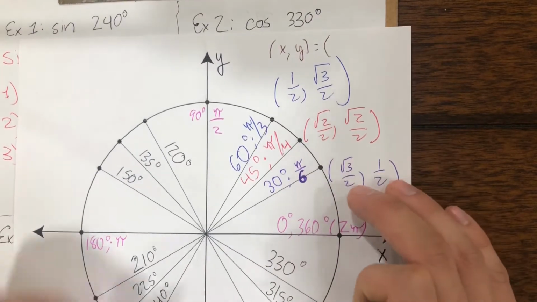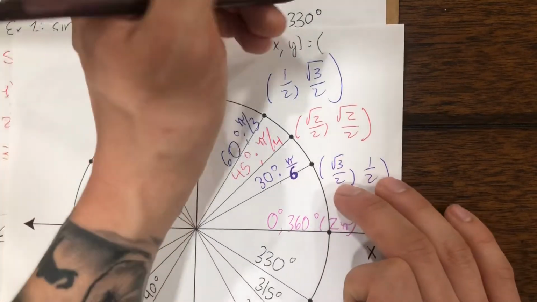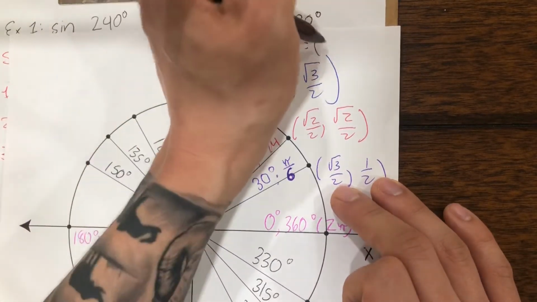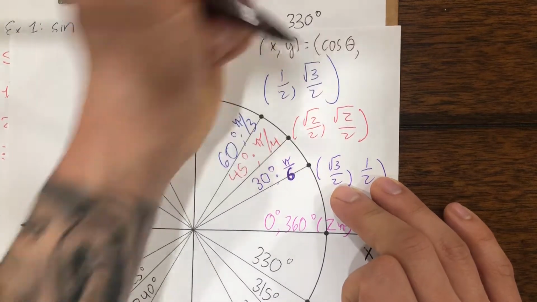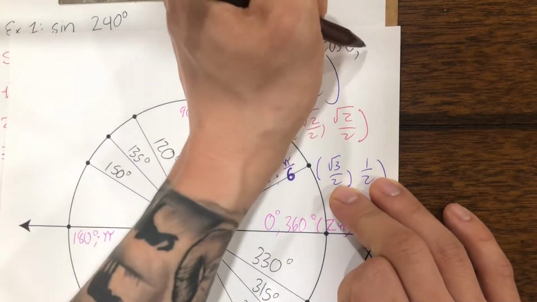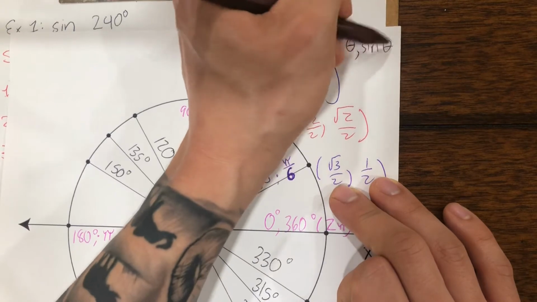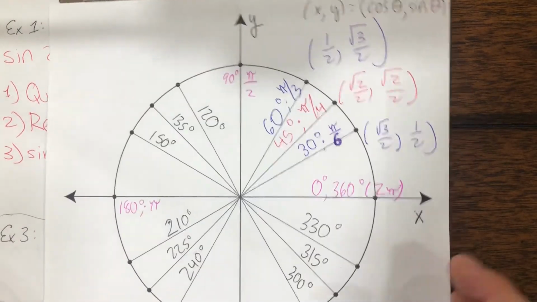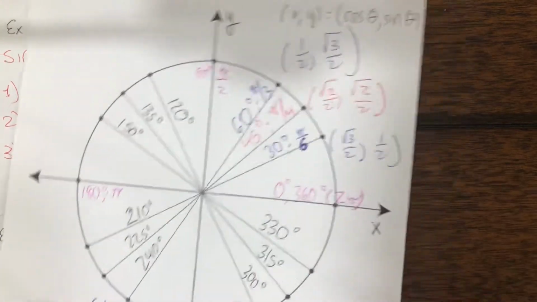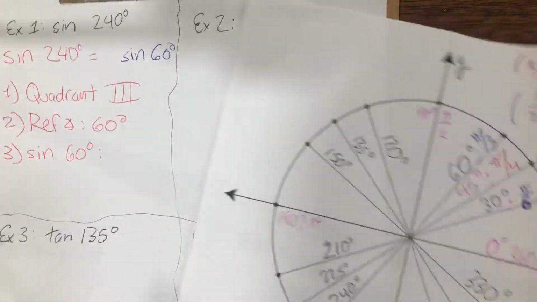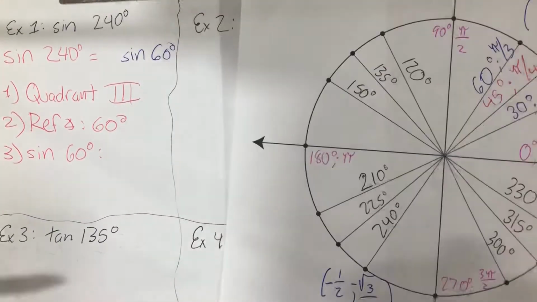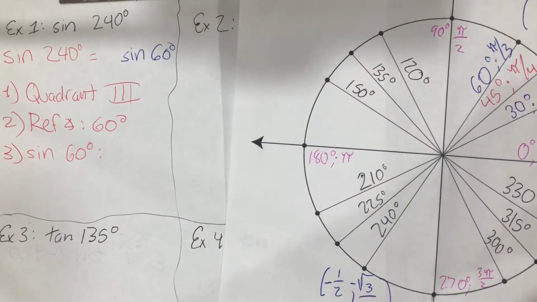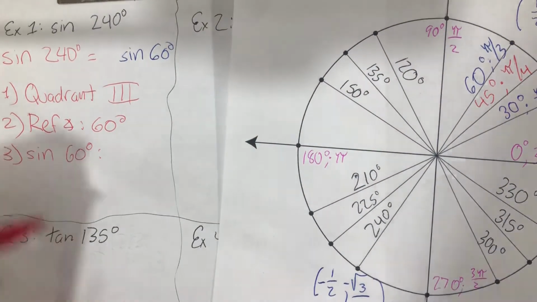If you guys recall, to figure out cosine of theta, we look at the x coordinate. When we have to evaluate sine of theta, we look at the y coordinate. And since we're evaluating sine, we're just going to take a look at the y coordinate, which is root 3 over 2. So sine of 60 degrees is going to be root 3 over 2.